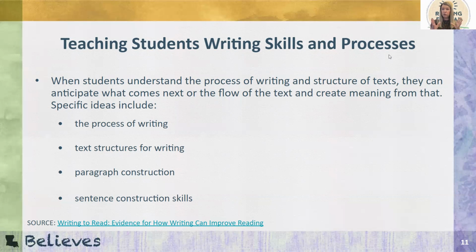It might be a story that they're reading about and responding to in writing, but teaching them that structure and to look for the structure so they can look for it in other texts like that, and they're able to write from it. Teaching students paragraph construction.